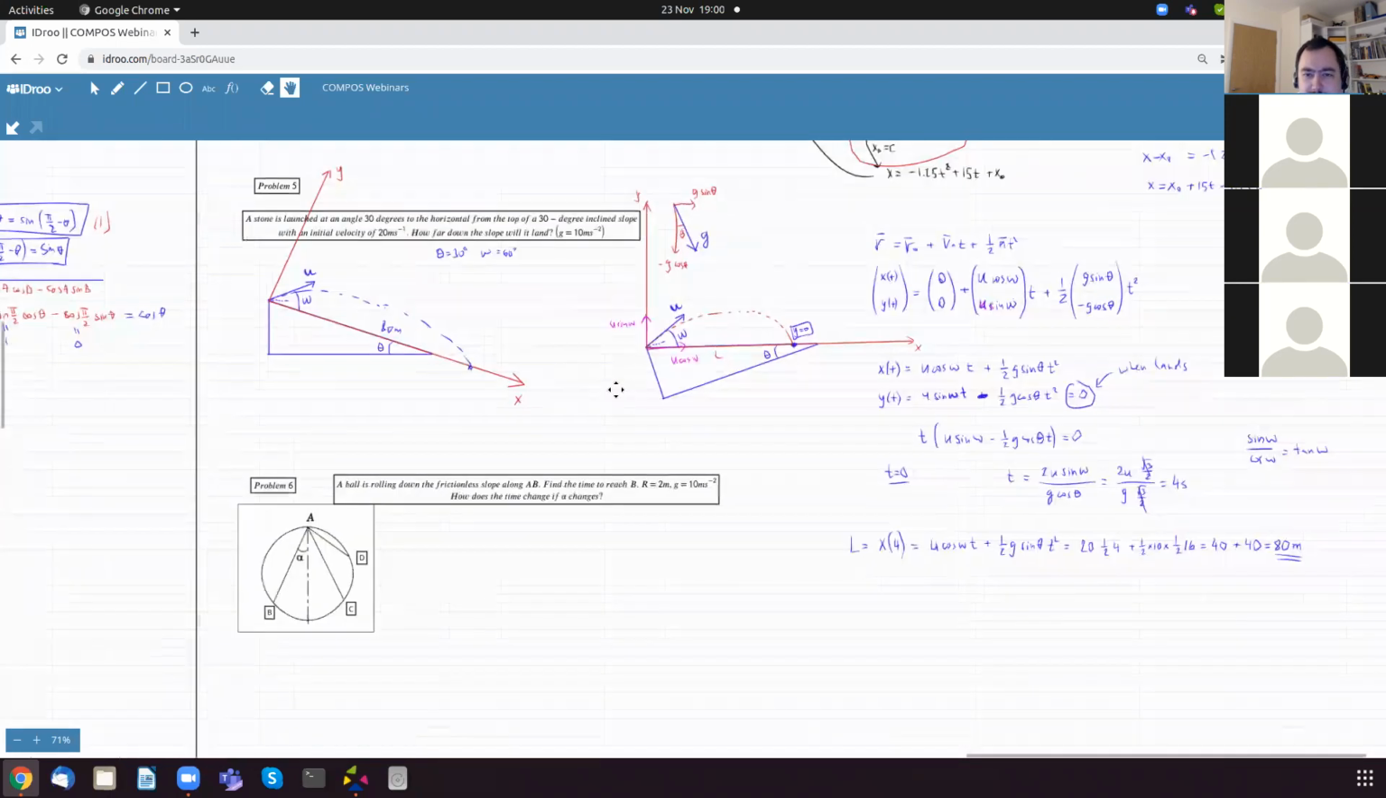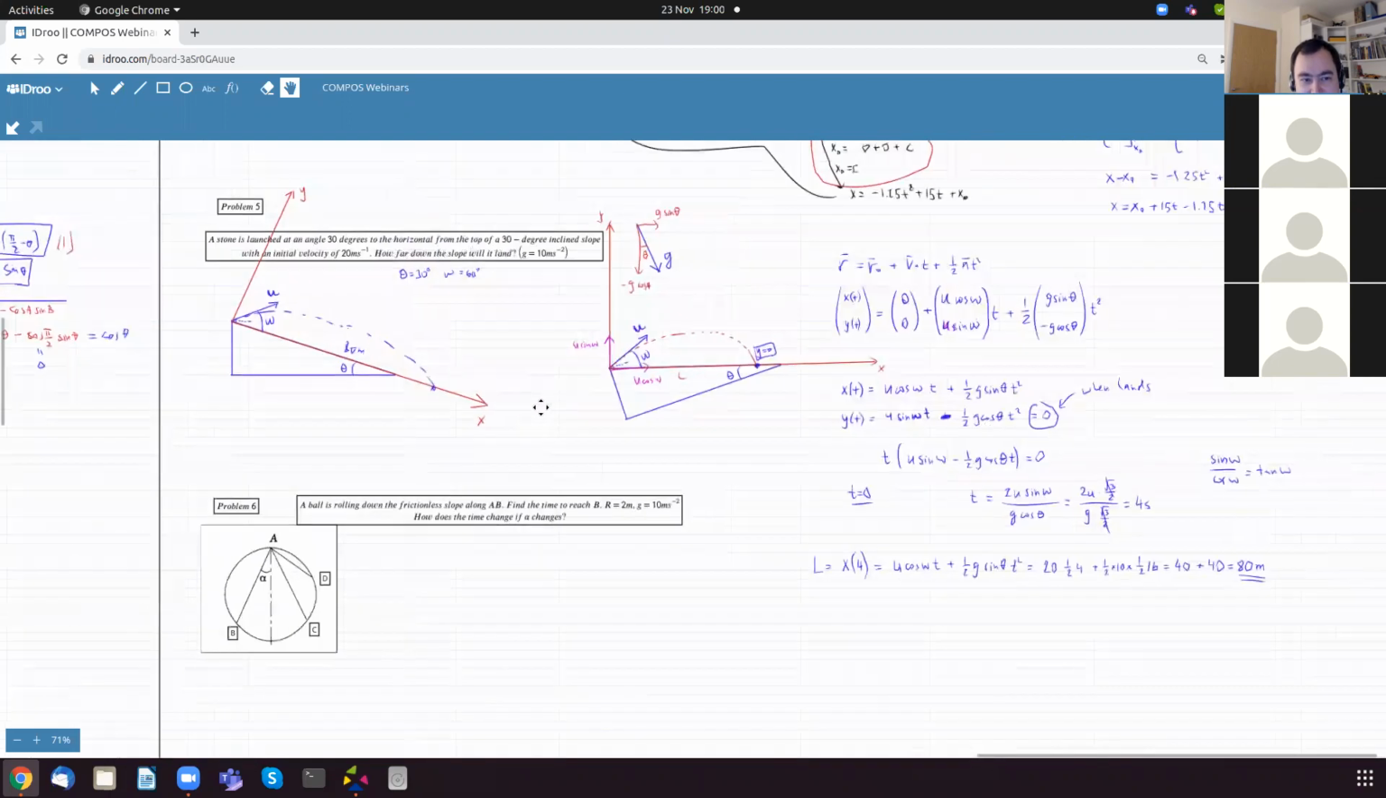Now, an interesting question would be at what speed it would land. And the easiest way to answer that question would be using energy.